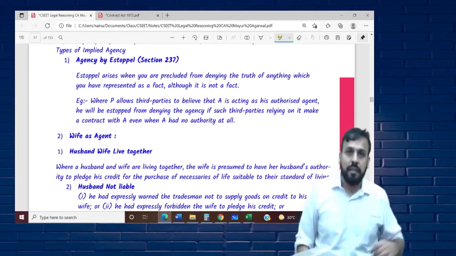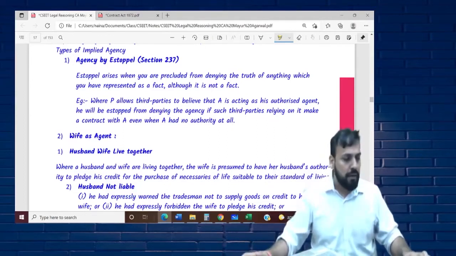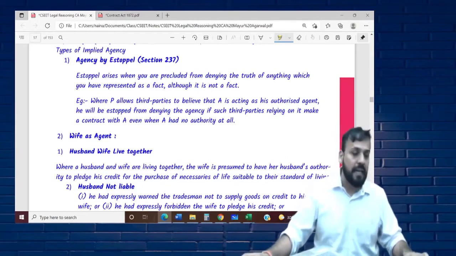So guys, with this a major part of contract we have done. I hope you are understanding it. Tell me friends, yes or no?